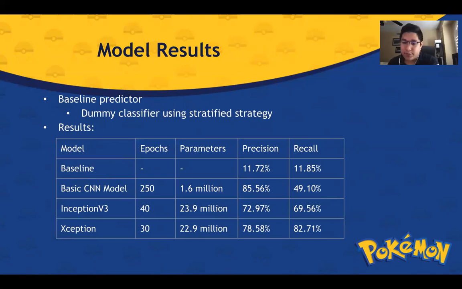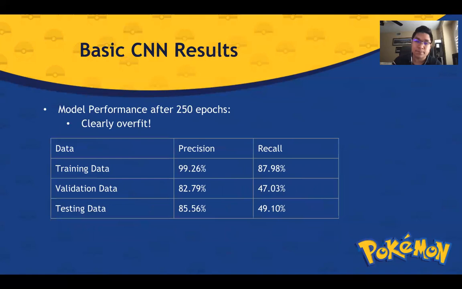So when we look at the model results, we can see that the baseline was around 12% recall. But we can see that with the basic CNN model, our recall jumps to almost 50%. And with Inception and Xception, it goes even higher. You can see that this is done in a shorter amount of epochs, meaning that compared to the basic CNN model, Xception not only performed better, but also learns faster.